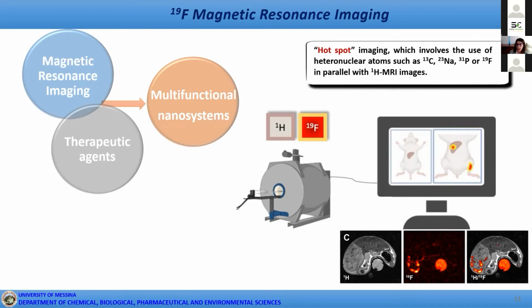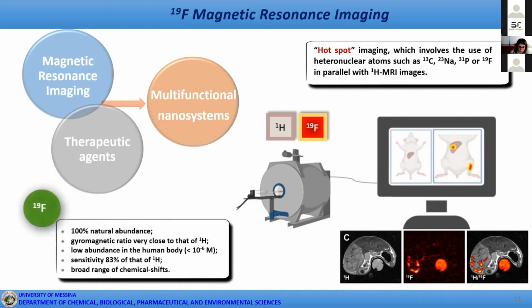Among these heteronuclear atoms, more interest is focused on fluorine-19, because fluorine-19 is a naturally abundant non-radioactive isotope of fluorine. It is characterized by a gyromagnetic ratio very close to that of the proton. It is also characterized by a high sensitivity, close to that of the proton, and higher compared to the sensitivity of other heteronuclei. Moreover, fluorine-19 is absent in the human body, present only in teeth and in bone.